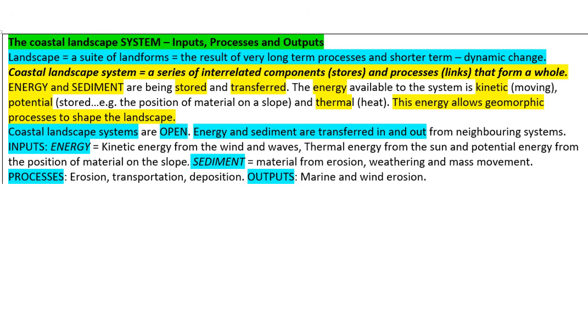So the inputs include the energy from the wind, the energy that comes from the wind to the waves, the thermal energy that comes from the sun, and the potential energy from the position of the material on the slope. And the sediment comes from erosional processes, comes from weathering processes, and comes from mass movement like landslides. The processes within the system include erosion, transportation, and deposition. And then the outputs are marine, so sea, and wind, aeolian, erosion.